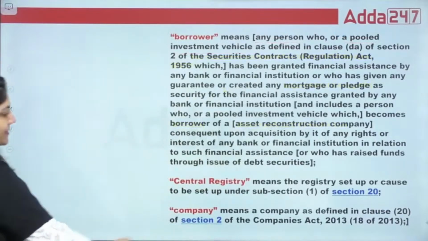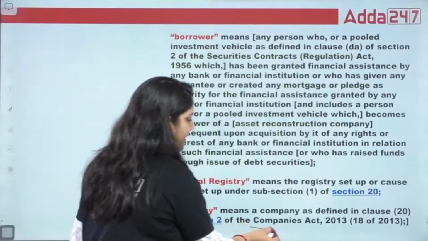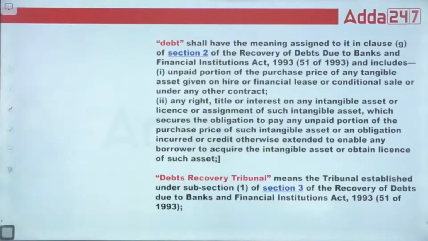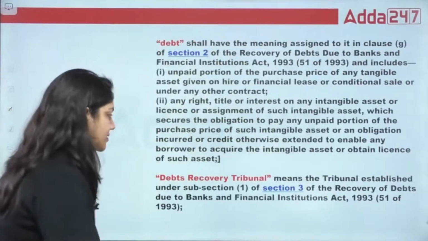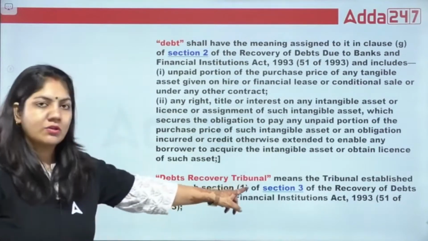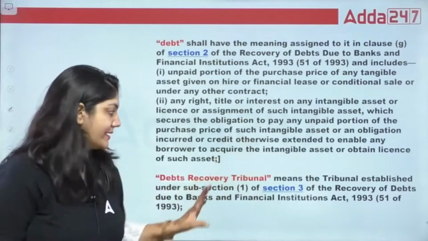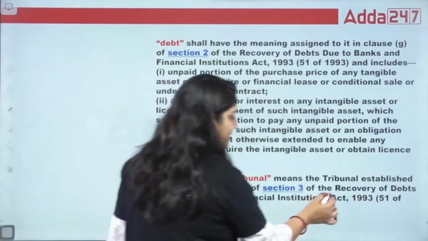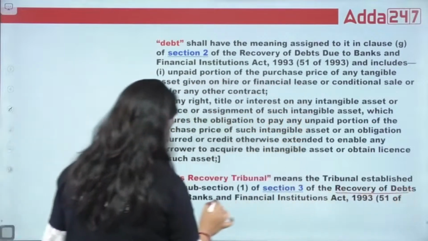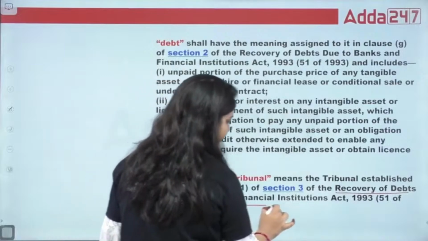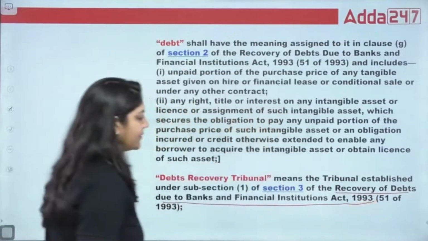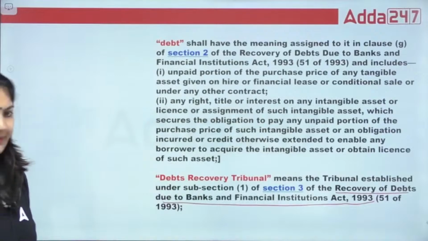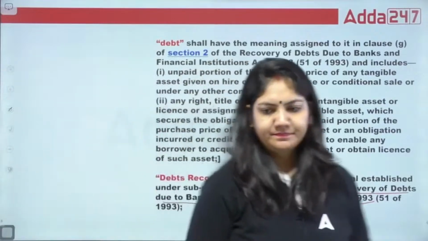Okay, what is company? That is defined in the Company Act, guys. This is called company. What is debt? First of all, DRT, whatever we have covered in the DRT Act. What is the full name of the DRT Act? The full name is Recovery of Debts Due to Banks and Financial Institutions Act 1993. This is your DRT.